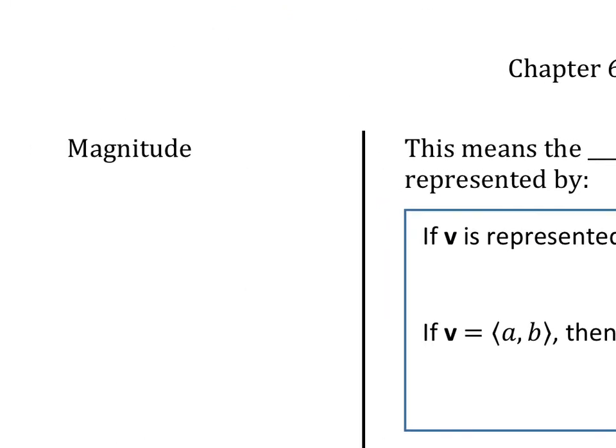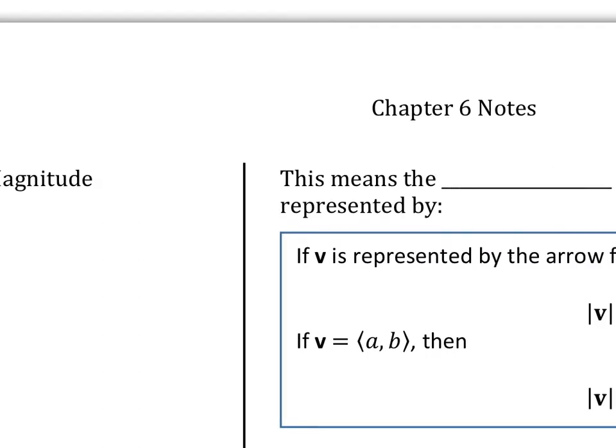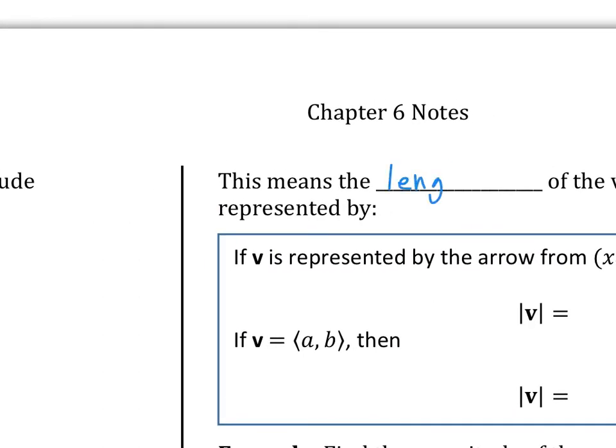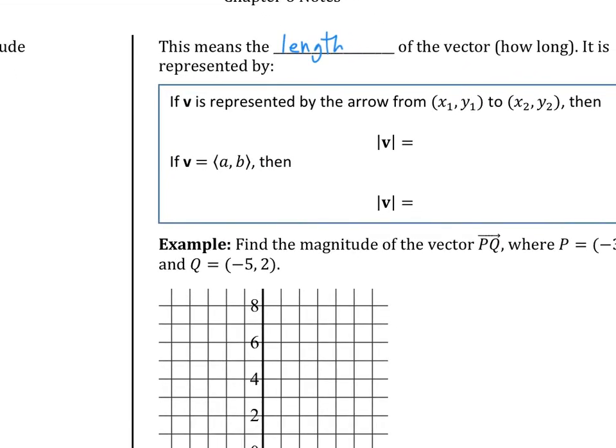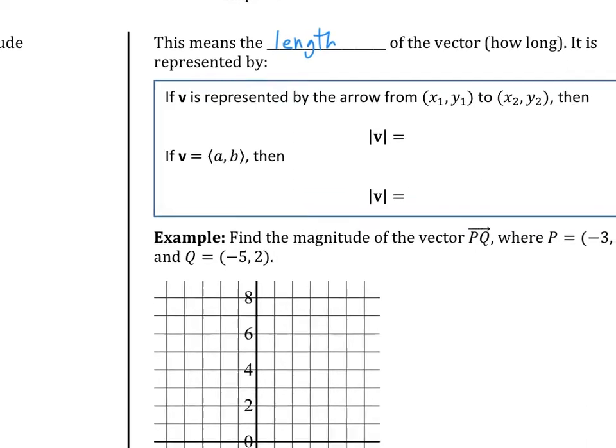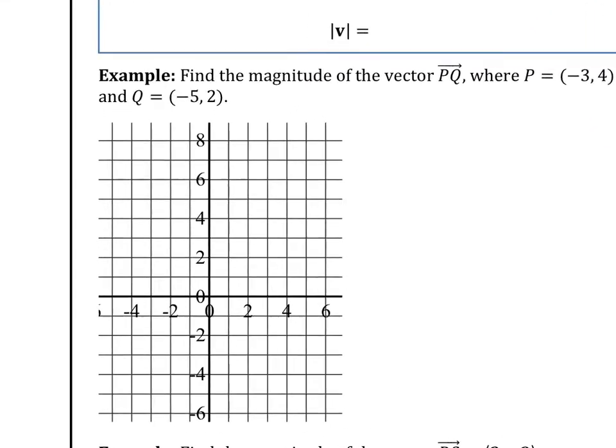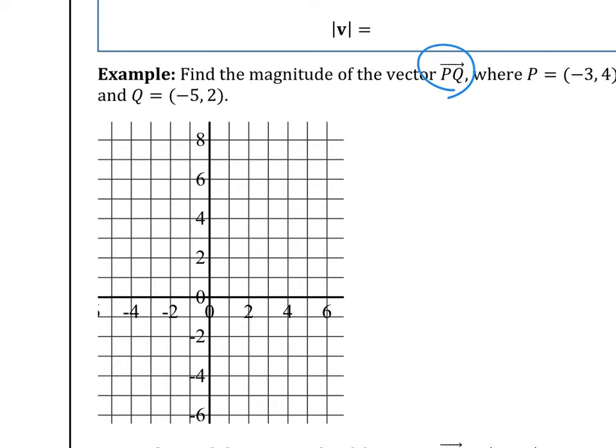Now let's try to find the magnitude. Remember, magnitude means the length of the vector. So this is really simple. We're going to just think about how we're going to find the length. So let's say that you have this vector PQ, where P is -3, 4 and Q is -5, 2. PQ, so we're going to point towards Q. Okay, the question is how long? How long is this vector?